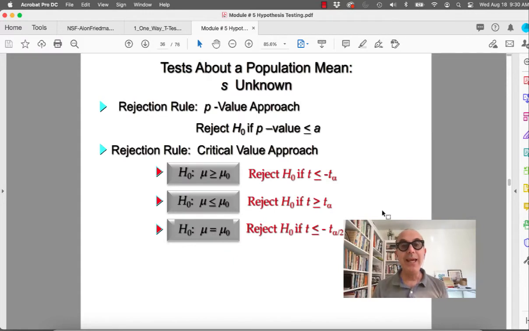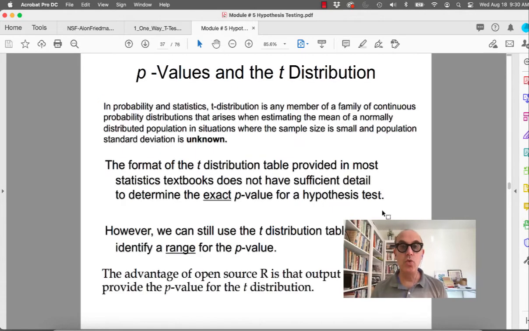And so the idea here is that for the test about the population mean with regard to the test hypothesis, we reject the null hypothesis if the t-test statistic is smaller than or equal to minus t-alpha with n-1 degrees of freedom. So this is part of our terminology in order for us to do that.